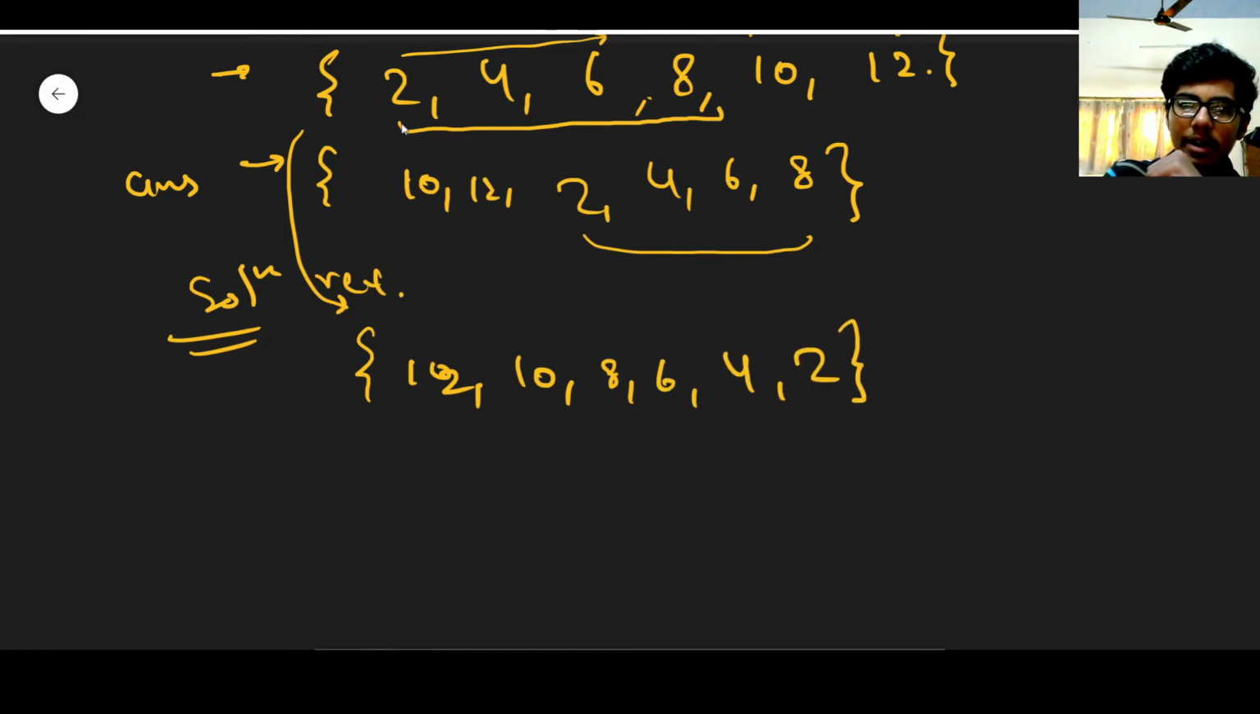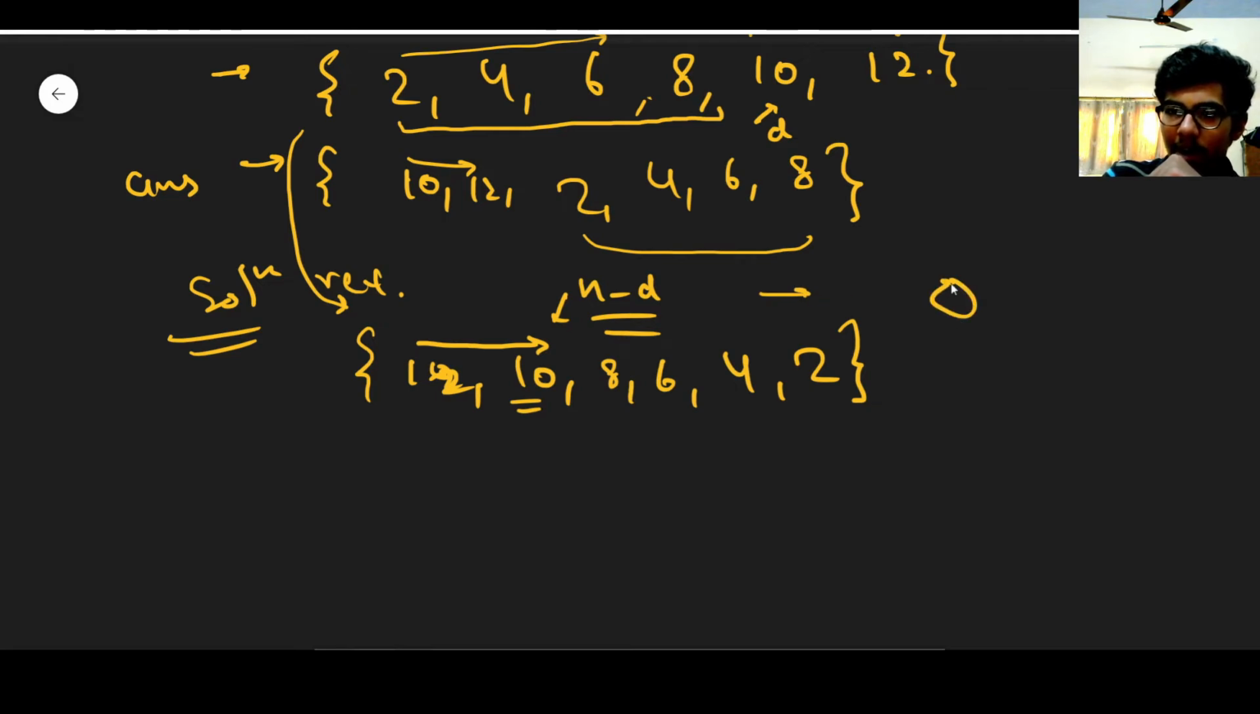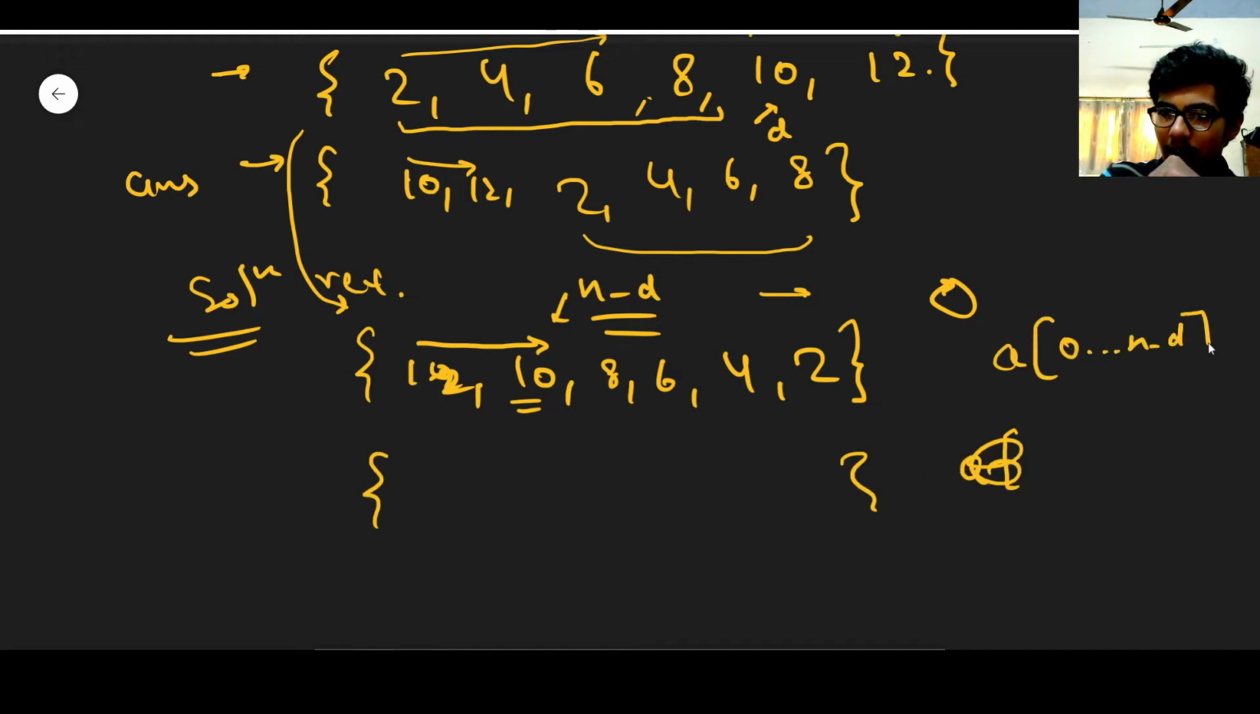Now I want 10, 12, but at the first two positions I am getting 12, 10. This is n minus d. Right? Initially it was d. So when I reverse by n, it means rotating by n, so it will come out to be n minus d. So now I will reverse a0 to n minus d, right? So the answer would come out to be this, and 8, 6, 4, and 2 are there.